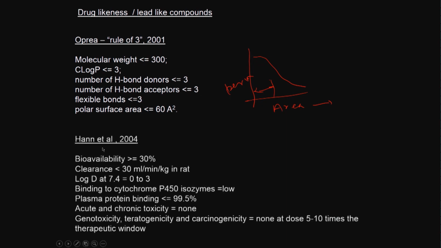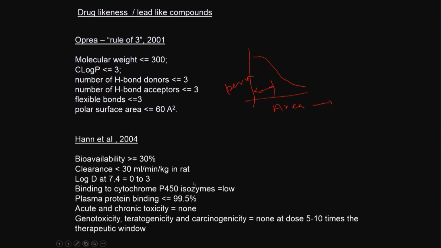There is another rule that is called the Han et al. rule. Bioavailability greater than 30, clearance less than 30 ml per minute per kg in rat, log D at 7.4 should be in range, binding to cytochrome should be low, plasma protein binding should be less than 99.5, acute and chronic toxicity none, genotoxicity, carcinogenicity, teratogenicity none at a dose 5 to 10 times the therapeutic window. So this is very important. Generally we always operate at 1/10 of the toxic limits. Okay, so that is the Han et al. rule for drug likeness property.